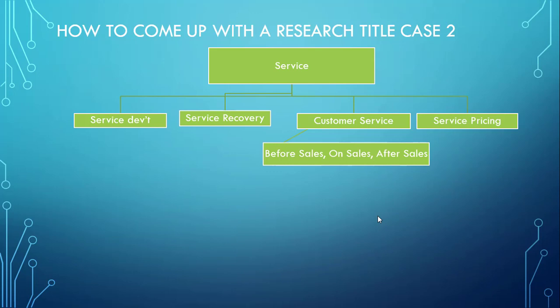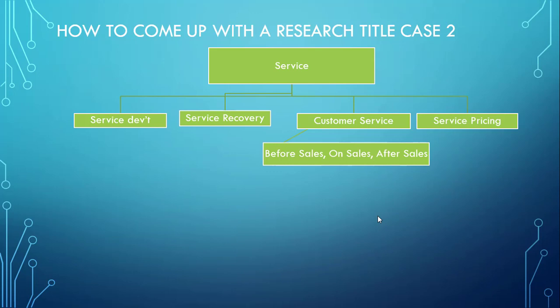So the second case that I've selected is a service. Again, let's assume you have passed the three criteria, meaning you have interest, you can acquire literatures, and it's possible for you to obtain primary data. The same as the first case, we are going to disintegrate how we are going to see the service, how we are going to approach it.